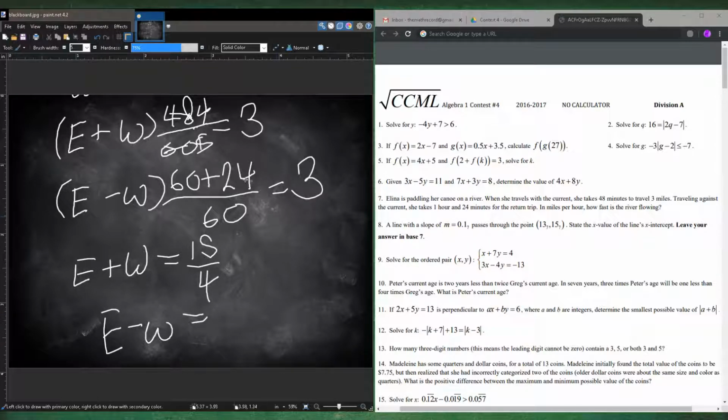This is 84 over 60, right? So that's 84. Divide by 4 here, that's 21. Divide by 4 here is 15. Divide by 3 is 7. Divide by 3 is 5. So multiply by 5 all over 7, that's 15 over 7. Okay.